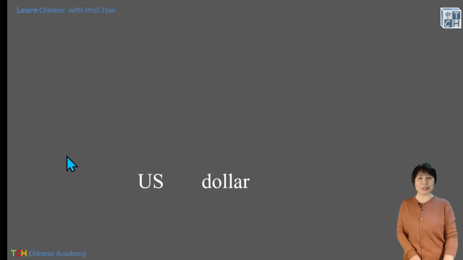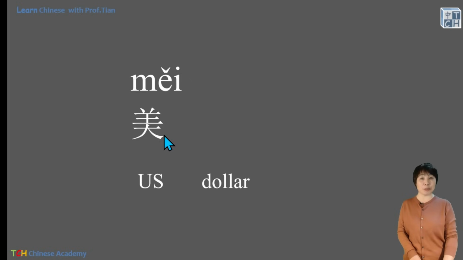Now, how about US dollars? Maybe you'd like to know, I would like to know how to say US dollars in Chinese. So US is 美. Yes, that's 美国. But here we just use the first initial word, 美. And dollar is yuan, as we just learned, yuan. So 美元, US dollar.